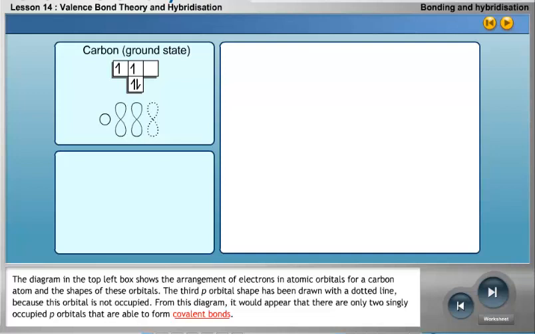The diagram in the top left box shows the arrangement of electrons in atomic orbitals for a carbon atom and the shapes of these orbitals. The third p orbital shape has been drawn with a dotted line because this orbital is not occupied. From this diagram, it would appear that there are only two singly occupied p orbitals that are able to form covalent bonds.